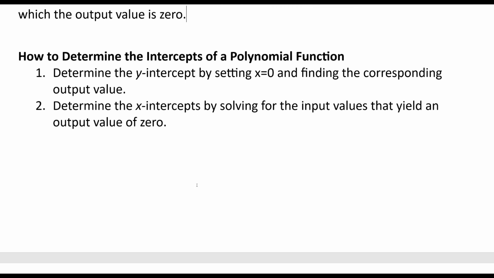So how do we determine the intercepts of a polynomial function? Determine the y-intercept by setting x equal to 0 and finding the corresponding output value. Determine the x-intercepts by solving for the input values that yield an output value of 0. So you take the function and set it equal to 0.